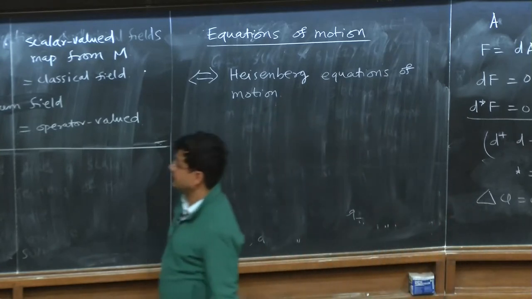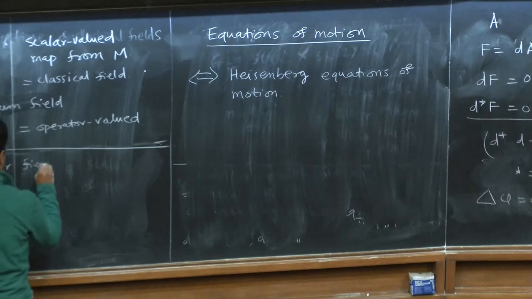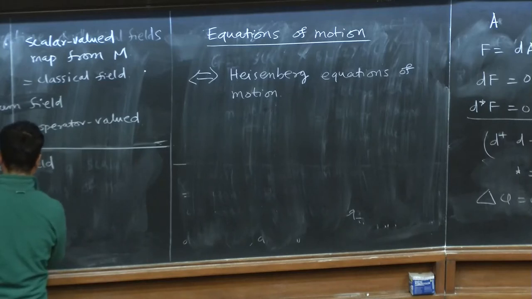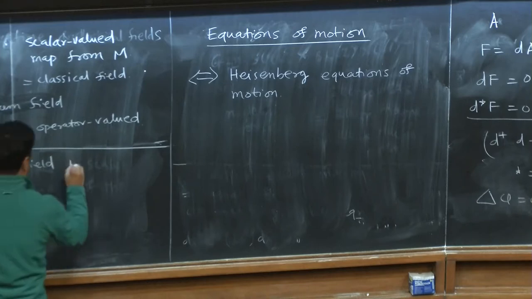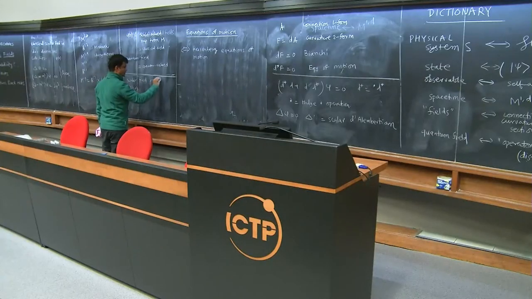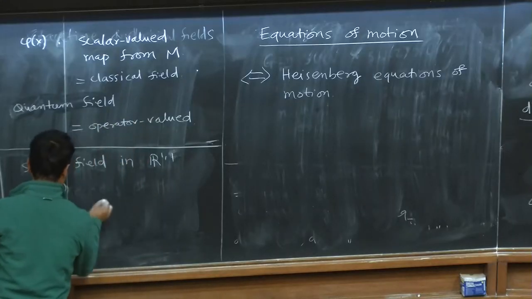And to do this, I'm just going to illustrate this first in the simplest example. Namely, I will take a scalar field. And this is actually an important example because T and X in R^{1,1}, with a further identification.